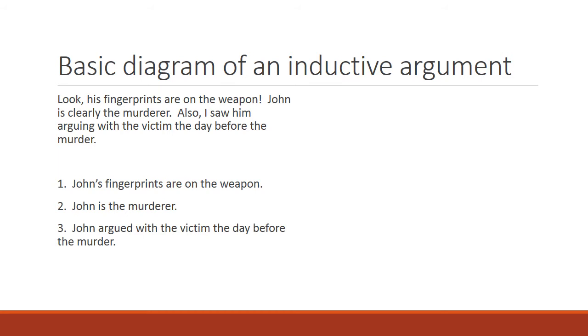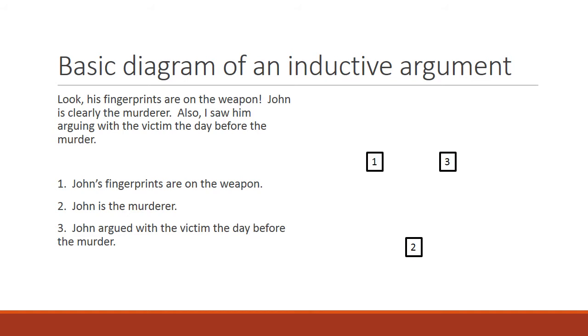Again, we're going to take the conclusion and put it at the bottom of the page. This is John is the murderer. That's what this author is trying to get us to believe, so we put number 2 at the bottom. We then put our premises above that.